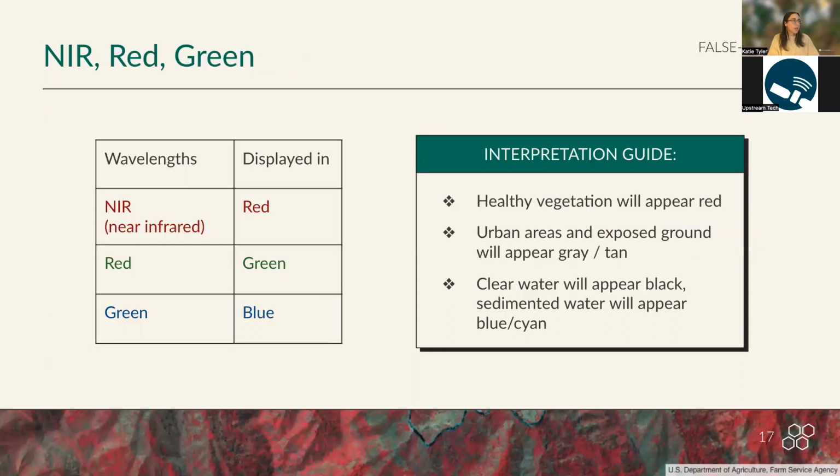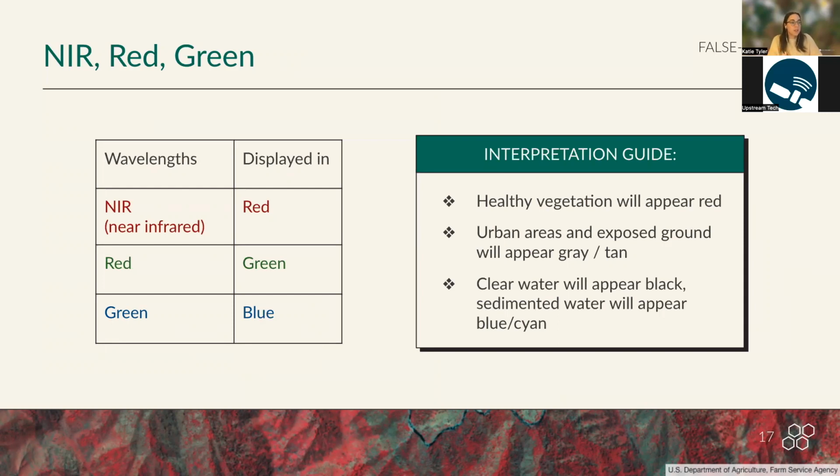So the first one we have displays 3 wavelengths: near infrared in red light. It displays the red band using green light, and it displays the green band using blue light. You don't really need to remember this, but what is really helpful to remember or refer back to is, what does this actually mean in practice?